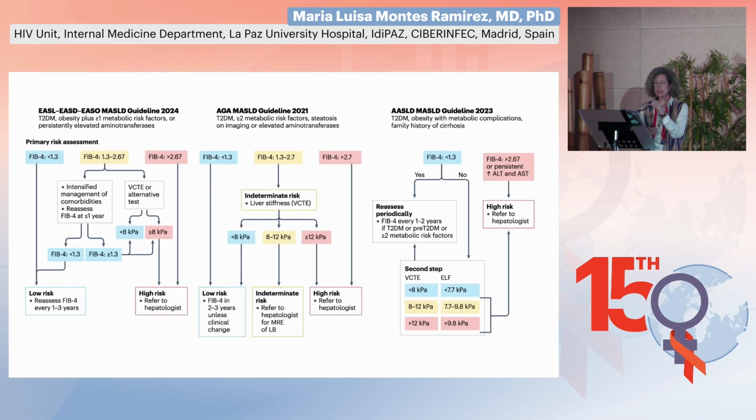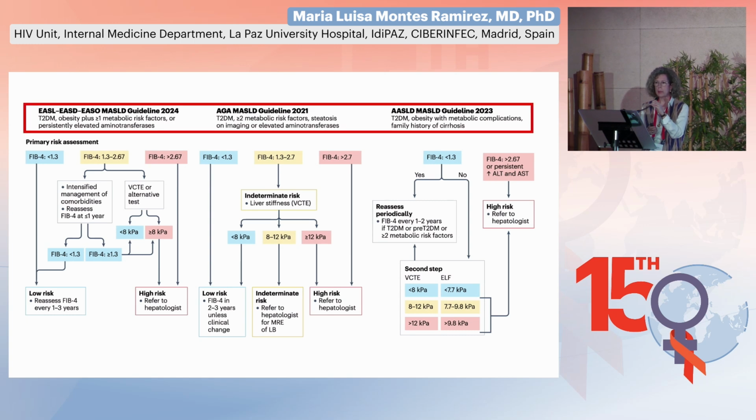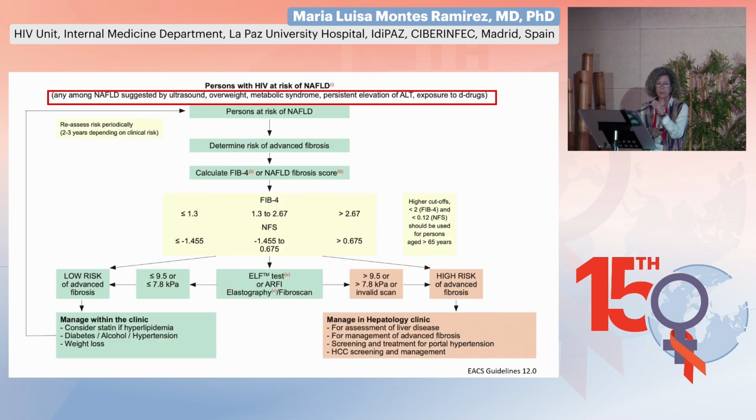To deal with all this, the main societies have published recently their guideline recommendations for MASLD clinical management. If we focus on the population recommended for screening, we can see similar conditions: type 2 diabetes, obesity, metabolic risk factors, but there are some small differences, like persistently elevated transaminases, family history of liver cirrhosis, or steatosis on imaging techniques. The EACS has also given its recommendations with similar populations, adding exposure to D drugs specifically for people with HIV.